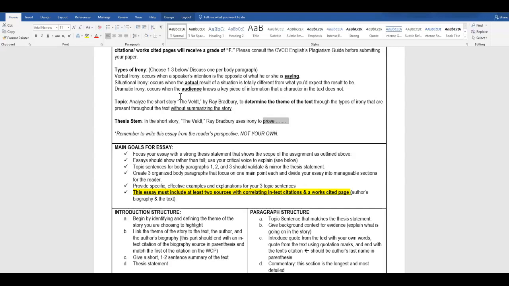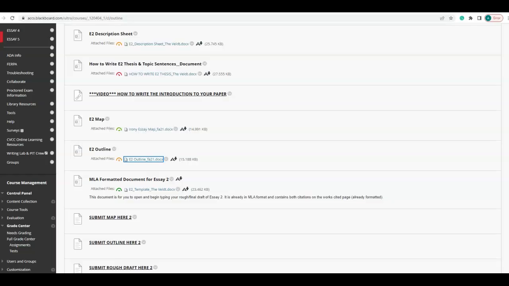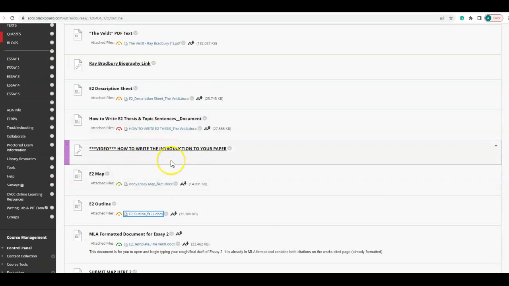Now, this paper is 5 paragraphs. The first one you have to write is your introduction, then your 3 body paragraphs, and then your conclusion. So unlike your diagnostic where you did not have to write your introduction, now you will have to write your introduction. You can see the video for how to write the introduction to your paper right here on Blackboard. Please make sure that you watch that so that you understand how to write the structure of the introduction.